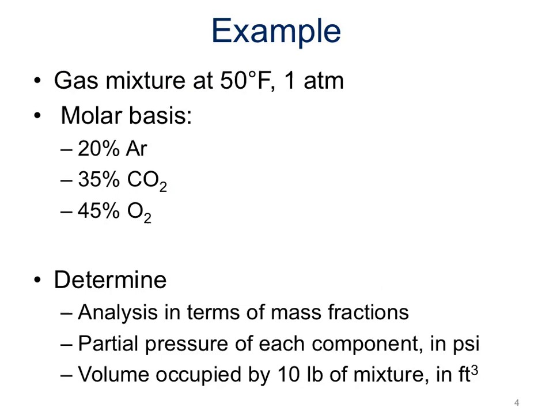Here's example number 1. We're going to have a gas mixture at 50 degrees Fahrenheit and 1 atmosphere pressure. It's all going to be enclosed in some container. And we're basically just going to have a molar basis. I'll talk about what this means on the next slide as we break this down. But 20% argon, 35% CO2, 45% oxygen.